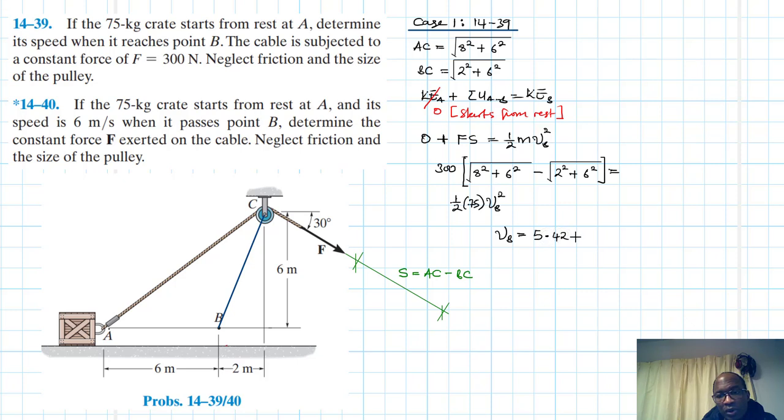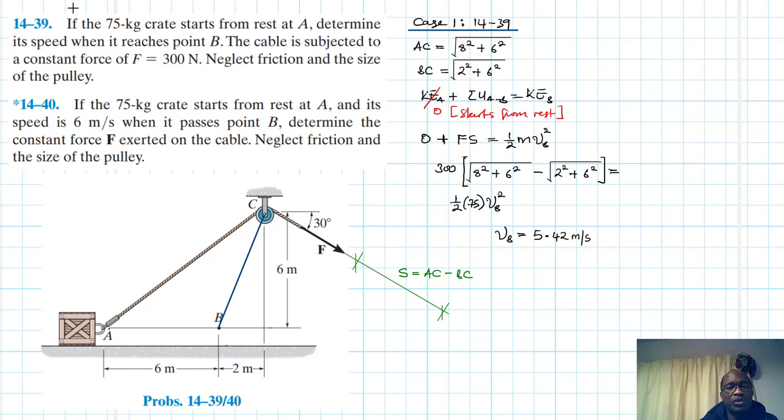5.42 meters per second. Okay, so 8 squared plus 6 squared, square root of that, minus square root of 2 squared plus 6 squared, okay, times 300 divided by 0.5 by 75 and square root of that. Okay, so that's the solution for the first case.